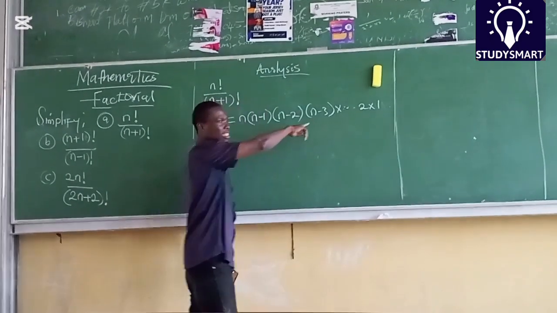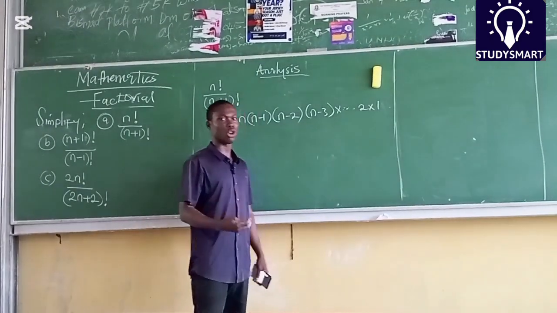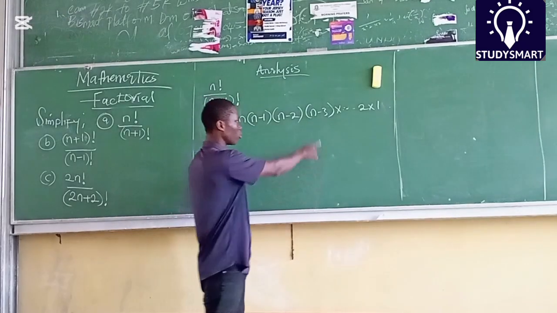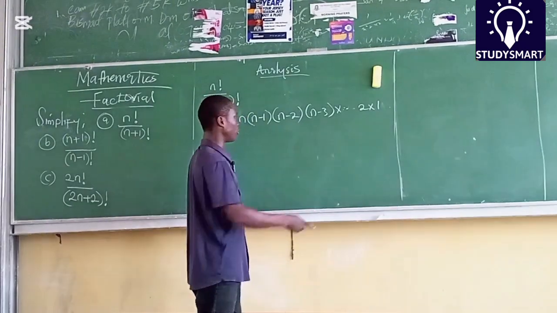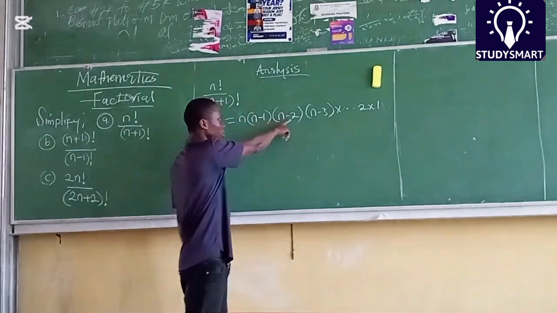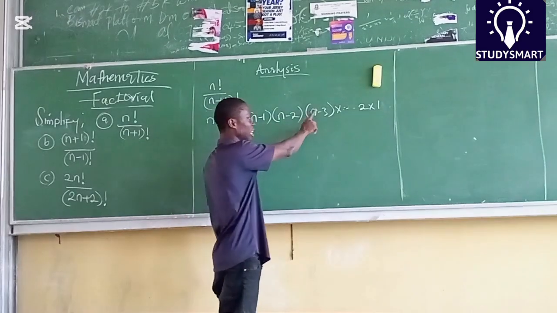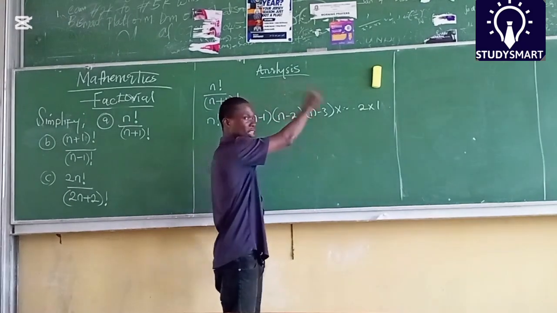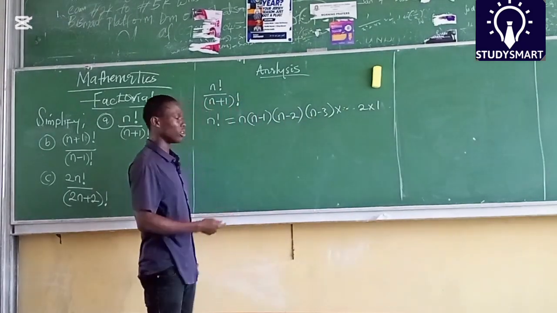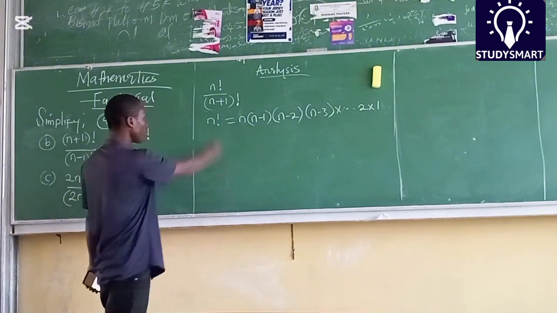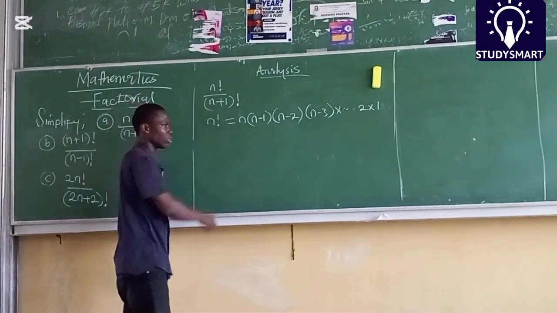You can also extend this depending on the nature of your question. You can decide to stop at 1, you can decide to stop here, or you can also decide to extend it to 4, depending on the nature of your question. All right, so this is for the numerator. So let's go over to the denominator.